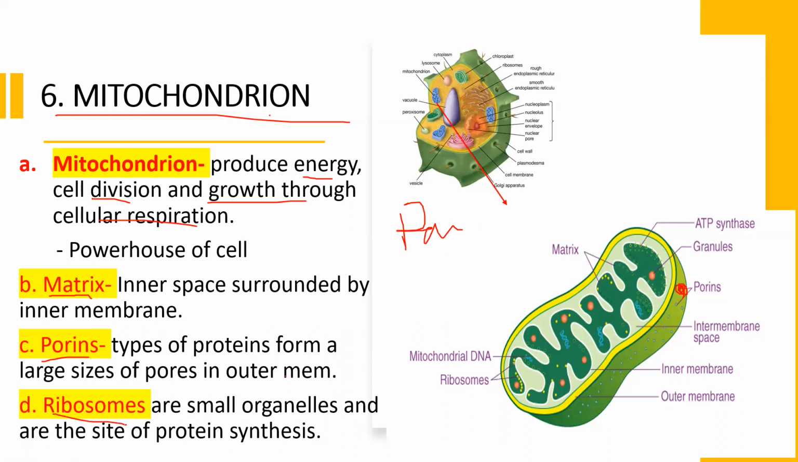And then we have the ribosomes. So the ribosomes are small organelles and are the site of protein synthesis. So small organelles and are site of protein synthesis ang ating ribosomes. So alam nyo ba na ang ribosomes din natin are found in all cells? So nakikita siya sa lahat ng cells.